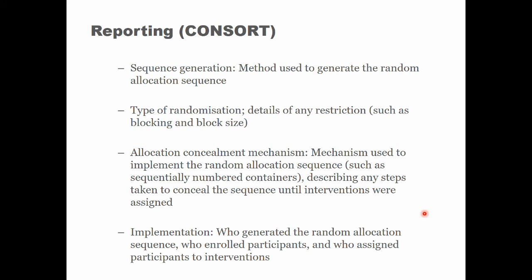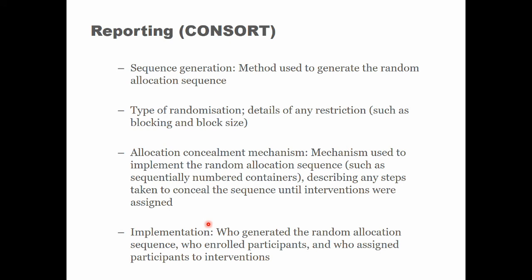CONSORT requires this information. And if you're going to publish a clinical trial, you have to follow CONSORT guidelines now. And so you're going to have to talk about the method used to generate the random allocation sequence. And again, you'd work with your statistician to write all this information up. And so I would just talk about the software I used, the type of randomization. Did I use a complete randomization? Did I use blocks? What are the block sizes and so on?